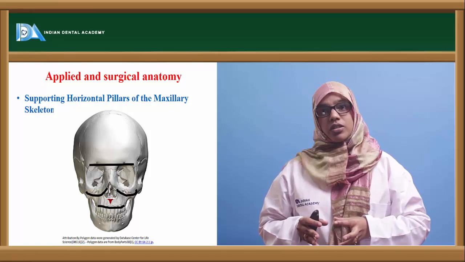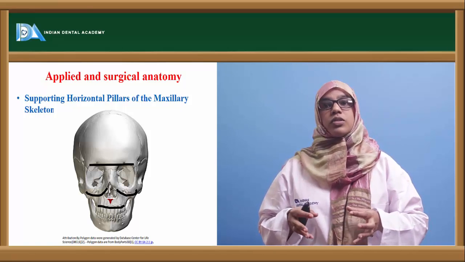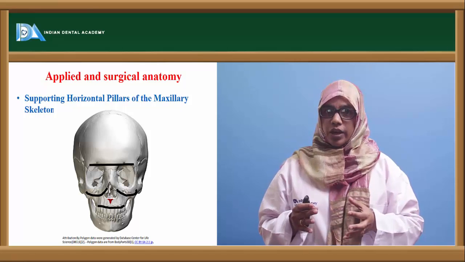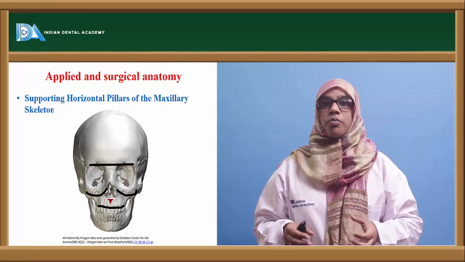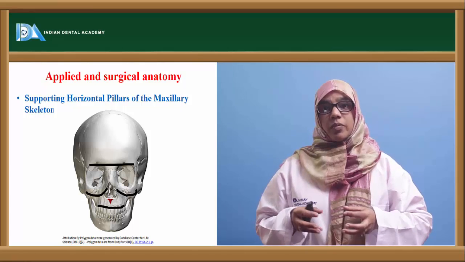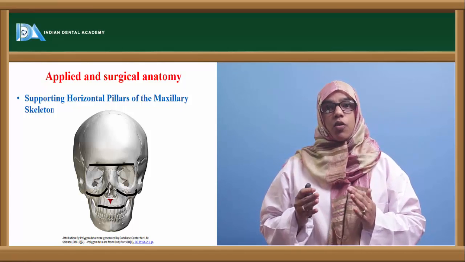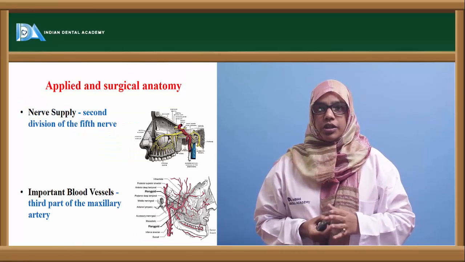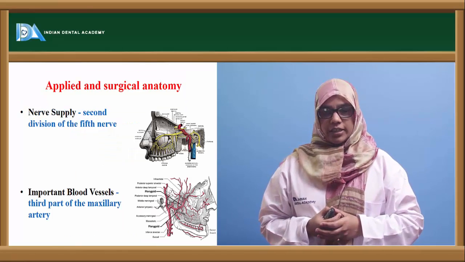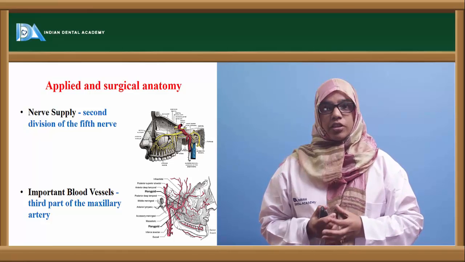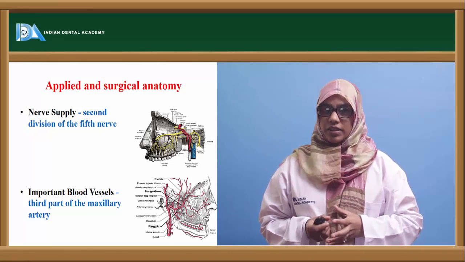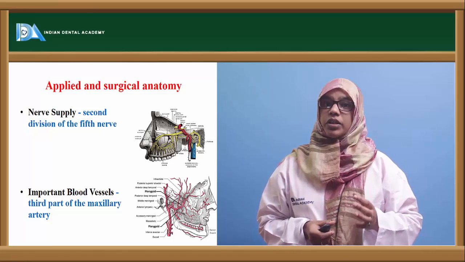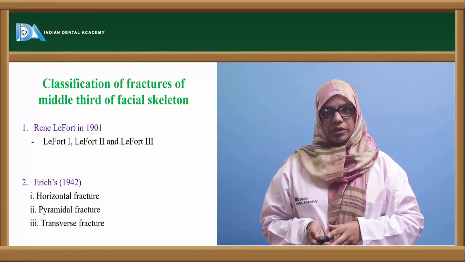So you need some hard dense bone where you can put your hardware and fix the fractures. So these buttresses provide you a place to stabilize the midfacial skeleton. As you're all aware, when you construct a house, you build it on pillars. So these buttresses are actually pillars that hold your midfacial skeleton in position. Let's move on to the nerve supply of midfacial skeleton. It is mainly supplied by the second division of the trigeminal nerve, that is the maxillary nerve. And the blood supply is from the third part of the maxillary artery.